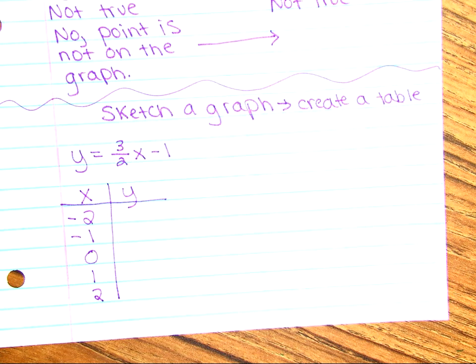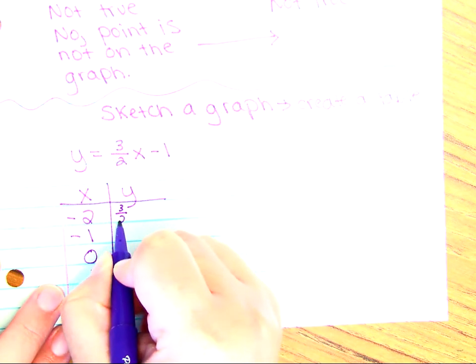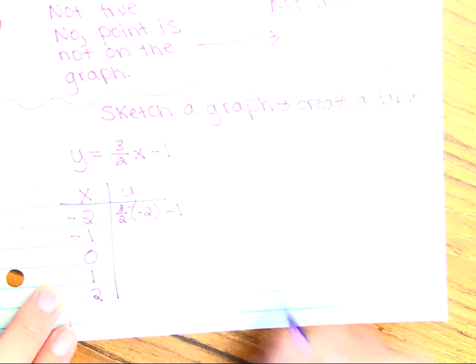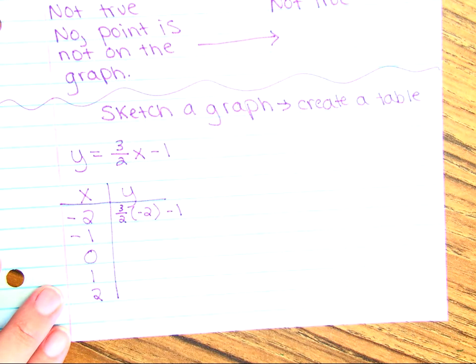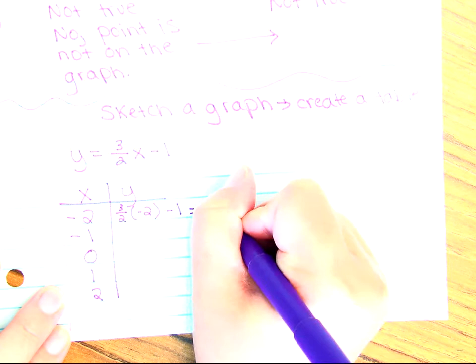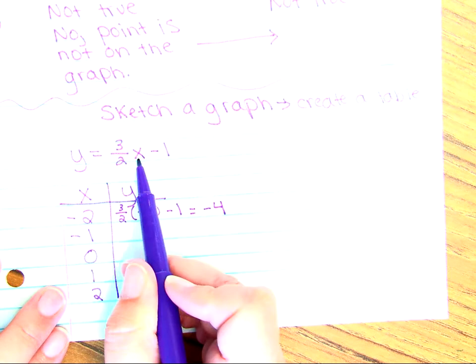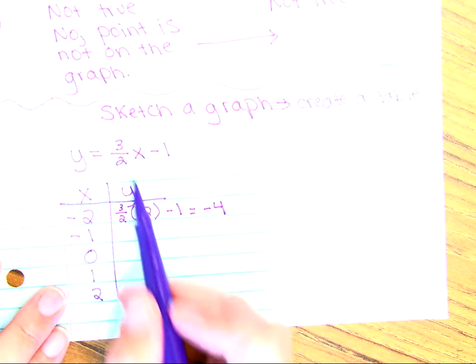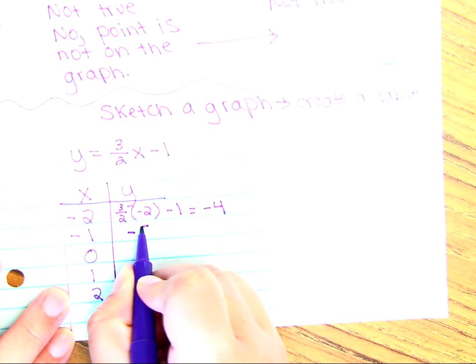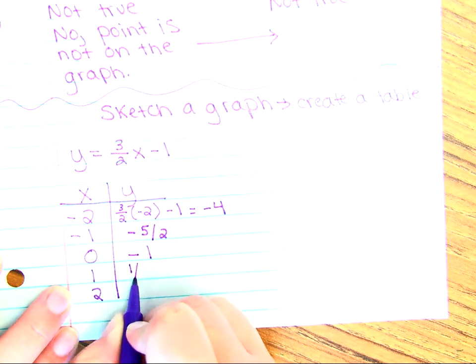So to sketch a graph, I've got to create a table. So then I'd have some xy pairs to plot. So if negative 2 is my x value, we've got 3 halves times negative 2 minus 1. That would be negative 3 minus 1, which is negative 4. And I could continue to fill these in. So negative 1 in there, negative 3 halves, minus 1 would give me negative 5 halves, and so on for 0, 1, and 2.